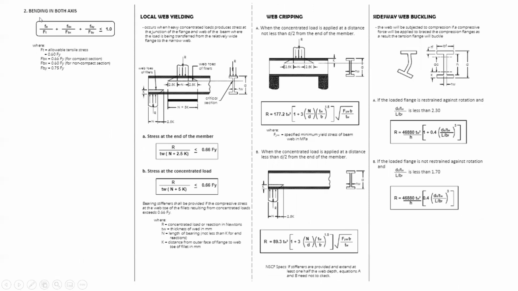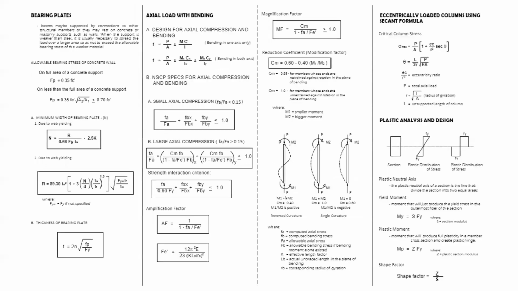Next, we have bending in both axes. So we have this local web yielding and web crippling. The formula is also here. Sideways buckling is also there. So this is really going to help if you did not make our placard or index cards with all the formulas. This could help you make one. And then we also have the bearing of plates, axial load with bending. It's all here. And then eccentrically loaded columns. And here are the values here.